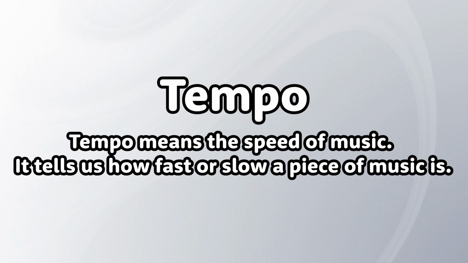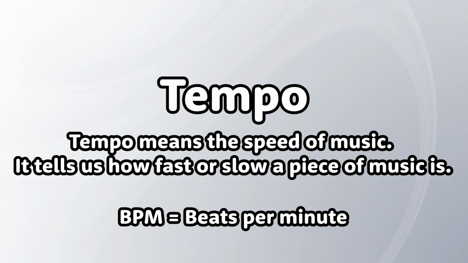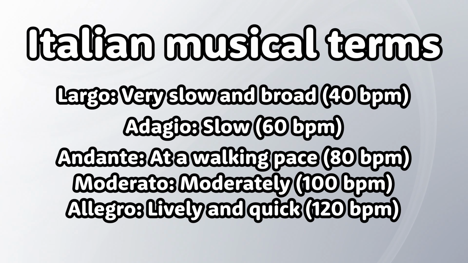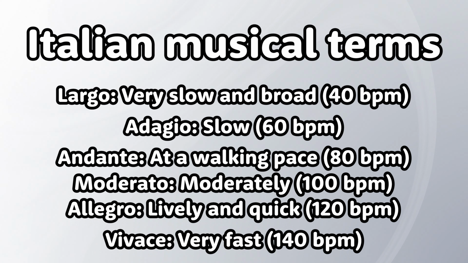Tempo is like music's speedometer, telling us how fast or slow beats go, measured in beats per minute, BPM. In Italian musical terms, tempo is conveyed through descriptors like largo, adagio, andante, moderato, allegro, and vivace, each representing a range of beats per minute.